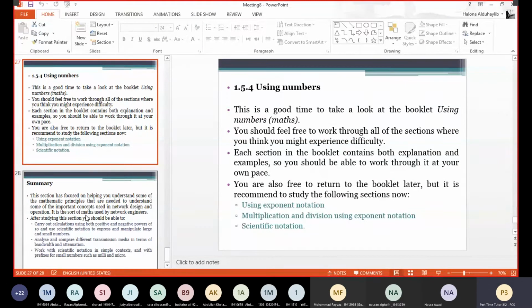Using numbers. This is a good time to take a look at the booklet on using numbers. You need to practice this math. You need to familiarize yourself with how to express any values in scientific notation. You should feel free to work through all of the sections where you think you might experience difficulties. Each section in the booklet contains both explanation and examples, so you need to work during this meeting. You can refer to the sections on exponential notation and scientific notation.